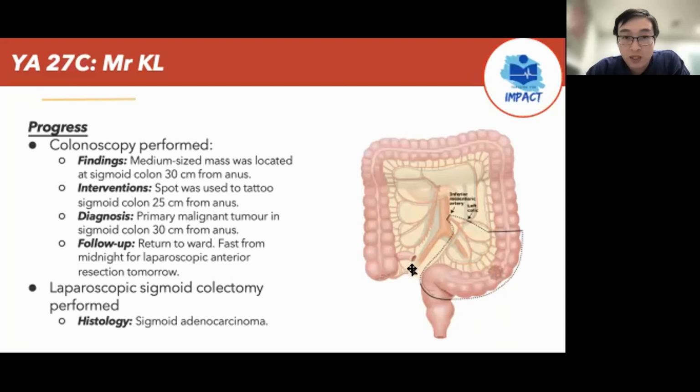And we performed the sigmoid colectomy, and the histology came back as sigmoid adenocarcinoma. And just to be clear, sigmoid colectomy involves taking out the diseased part of the sigmoid colon, including the associated mesentery, and then basically you ligate the inferior mesenteric vessels that supply that region of the colon close to its margin.